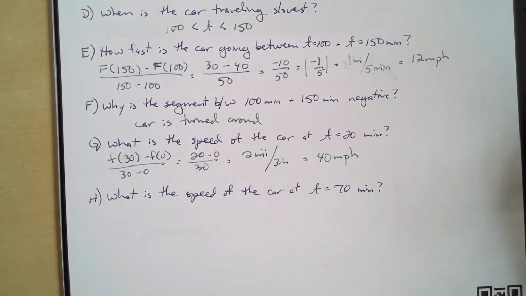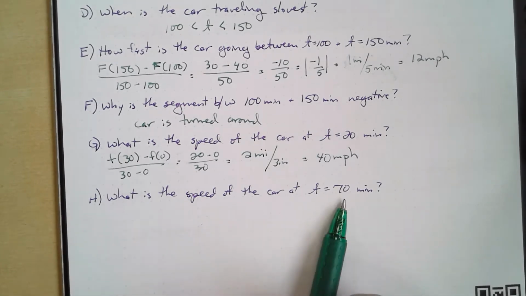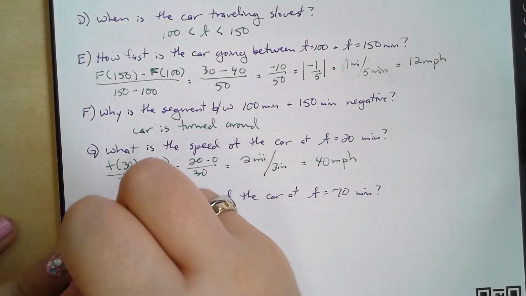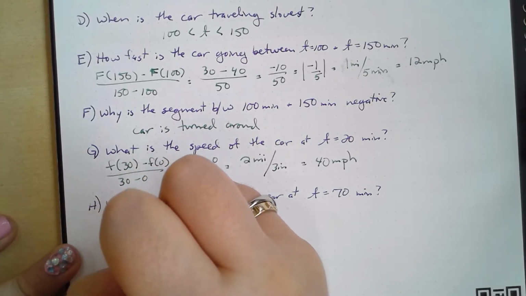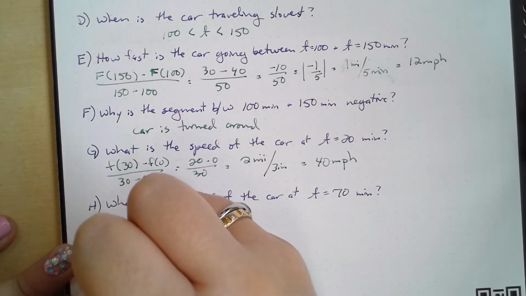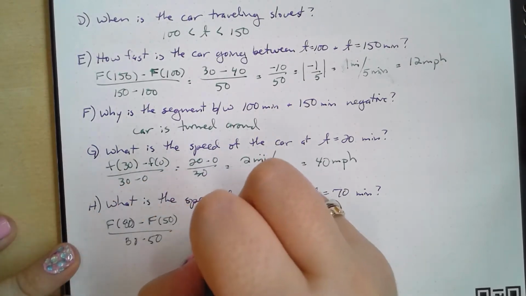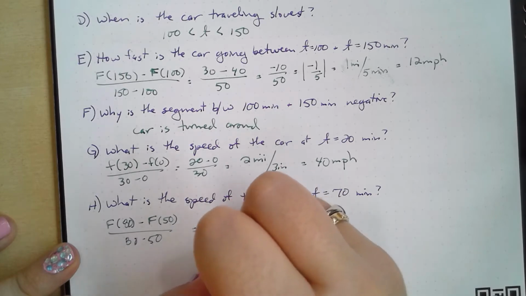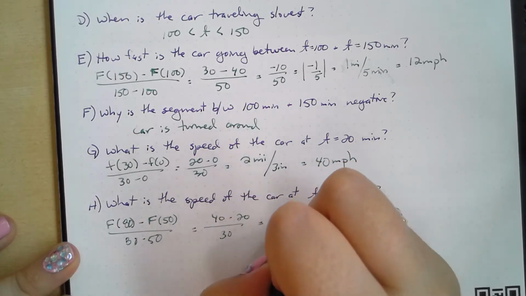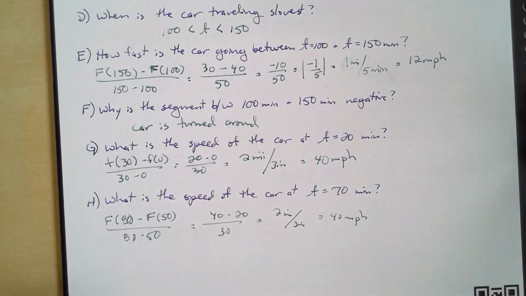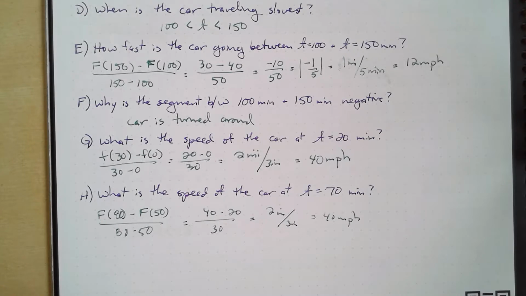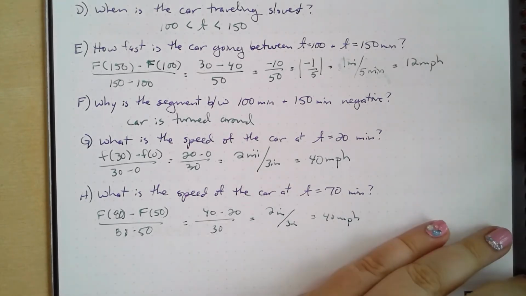And actually, if I did this again at 70 minutes, which is between 50 and 80, I can take f of 80 minus f of 50 over 80 minus 50, 40 minus 20 over 30, 2 miles per 3 minutes, which again is 40 miles per hour. Right? So we can see how rates of change allow us to actually calculate speed and time, and can be applied to a lot of different situations.